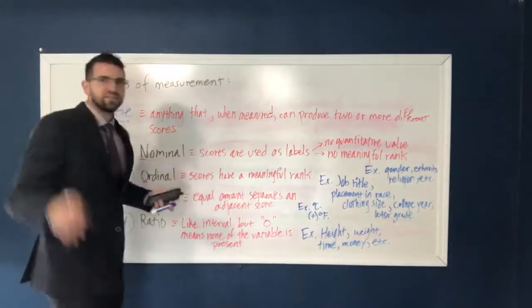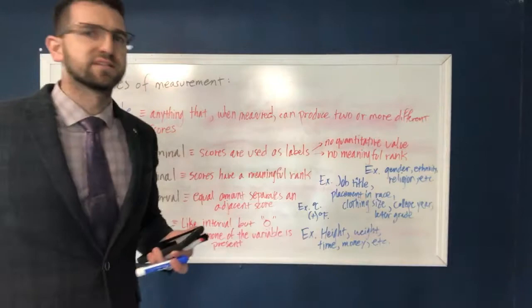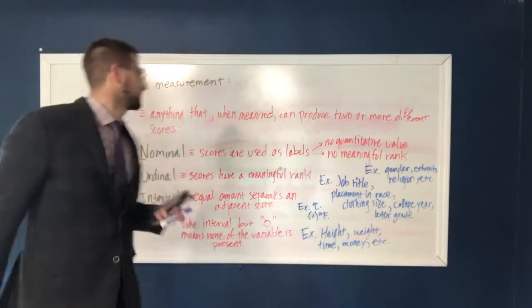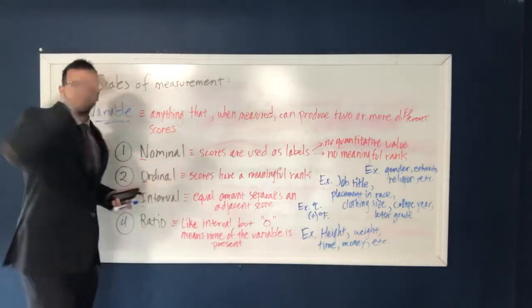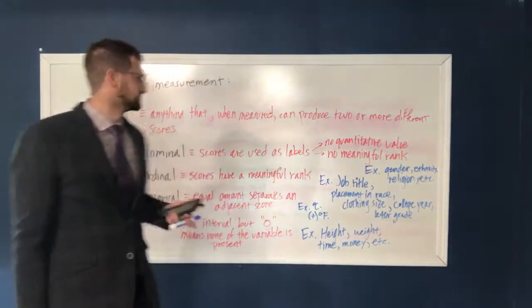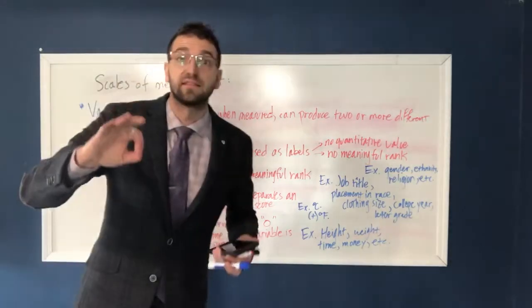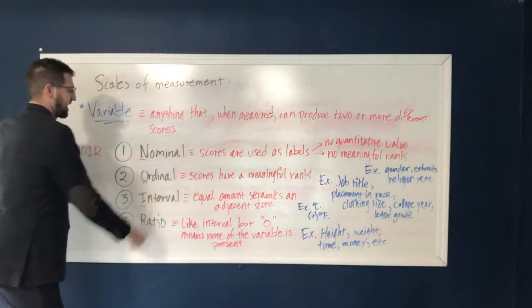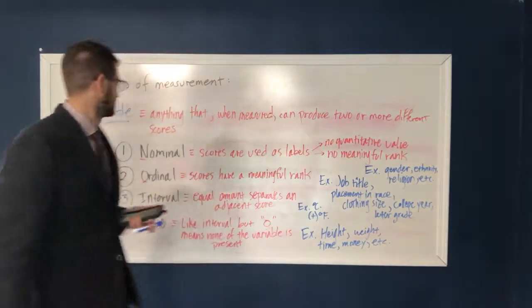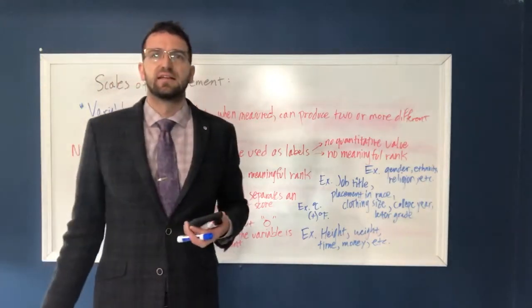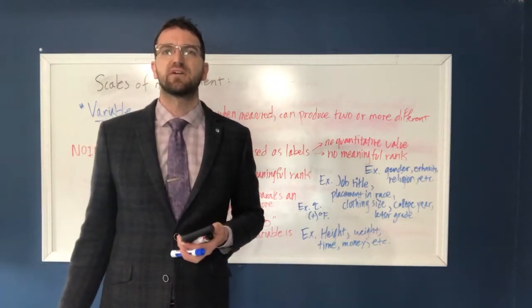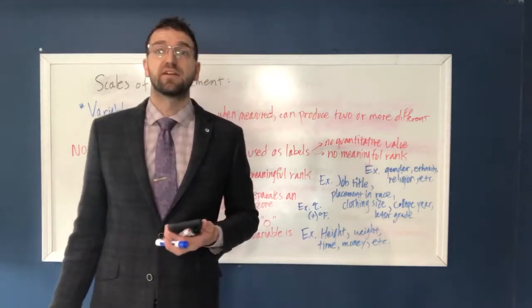Okay, so those are the different types of variables or scales of measurement. Let's do a quick review. Every single variable is at least a nominal variable. Then you step down and you ask yourself, can the values, or rather the scores, be ranked? After that, you ask yourself, are there equal intervals between the scores? And after that, you ask yourself, does zero mean a lack of the variable? That's how you really determine what type of variable you're dealing with.